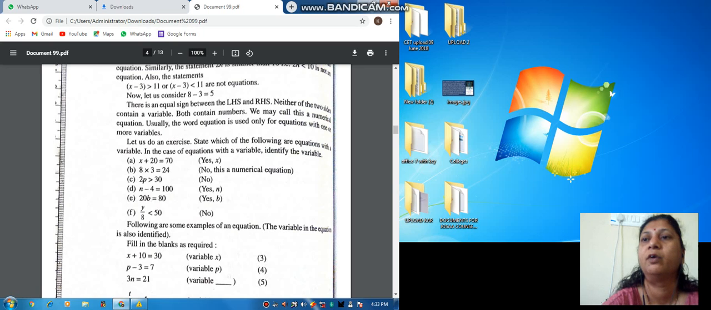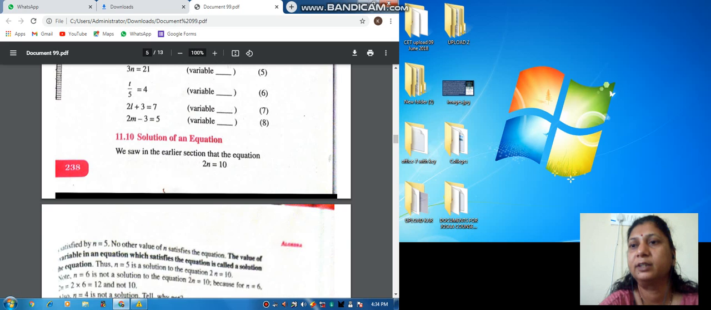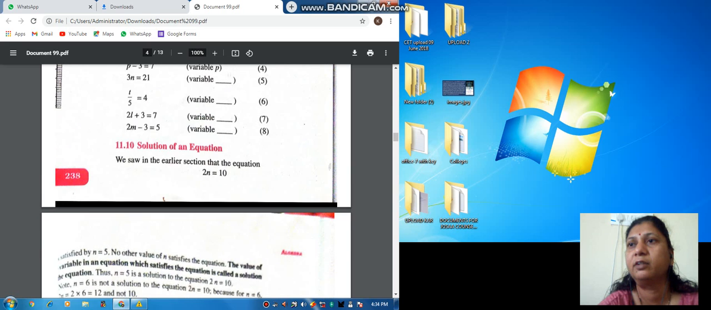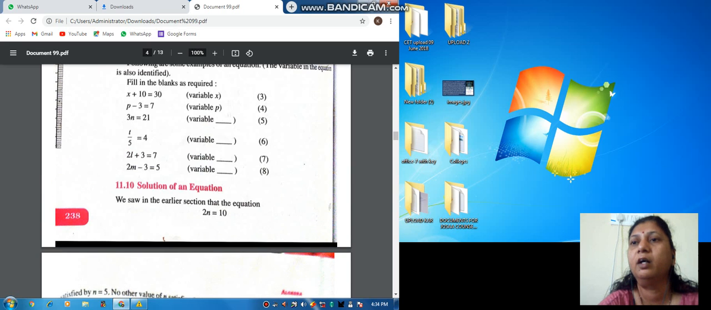Get it? Fine. So 2p is greater than 30. Is it an equation? No, it is not an equation because there is no equal sign. n minus 4 is equal to 100. So yes, n is the variable here. Then let's see the next. 2l plus 3 is equal to 7. Which is the variable here? l. t upon 5 is equal to 4. Which is the variable here? t.